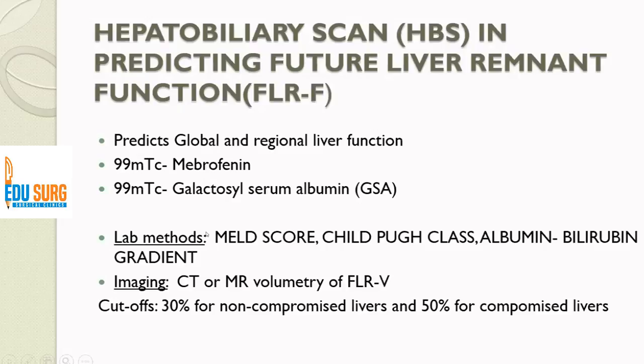You have already known other lab methods, the MELD score, the Child-Pugh classification, and albumin bilirubin gradient. They tell us the global liver function. CT and MR volumetry is the preferred modality currently with cutoffs of 30% for non-compromised liver and 50% for compromised livers.